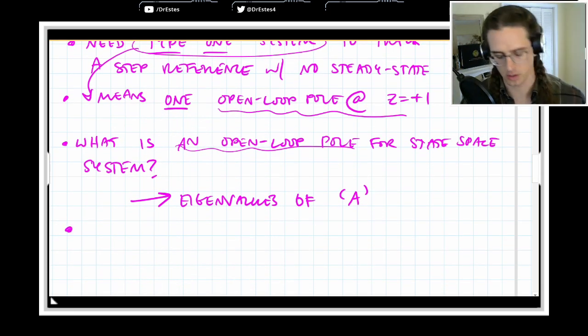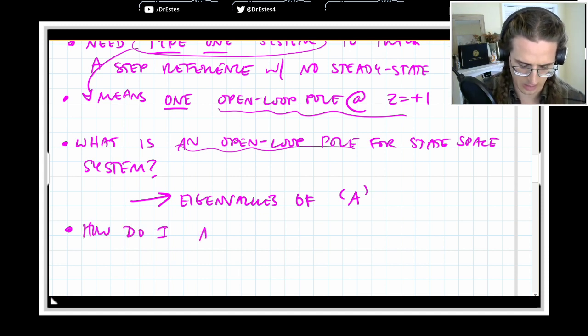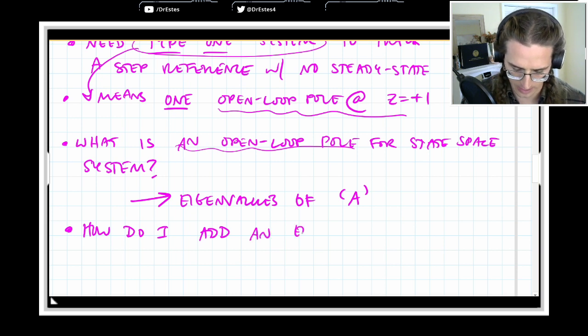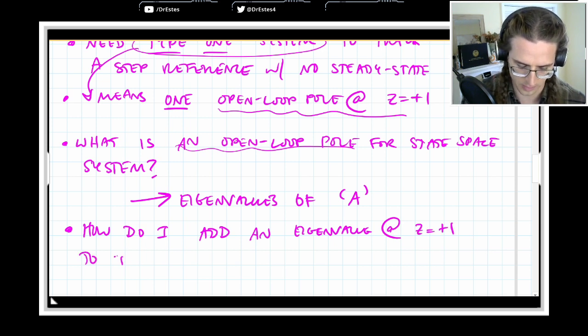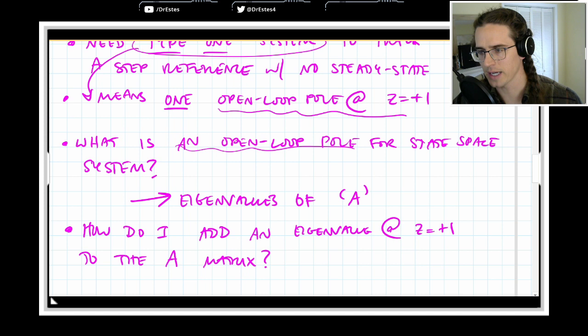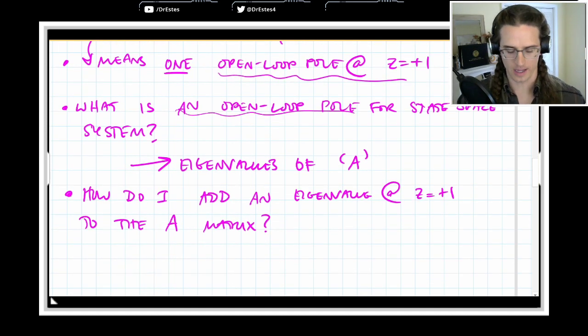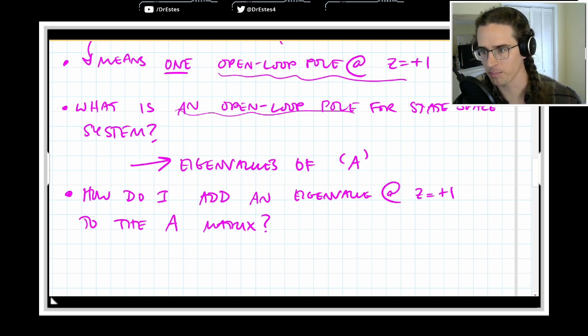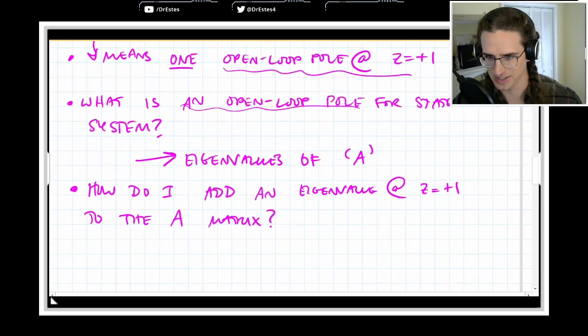Okay, so this is the next question. How do I add an eigenvalue at z equals positive 1 to the A matrix? If the controllable canonical form of A has an eigenvalue of 1, then it is a type 1 system, and it would perfectly track a step reference all on its own. And this is the cool thing. So would A aug and B aug be the A and B matrices with a pole at z equals 1? Yes! Danny Wilkinson!